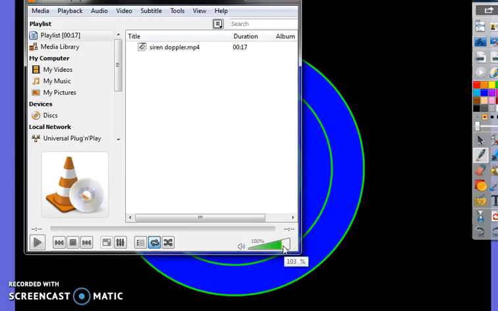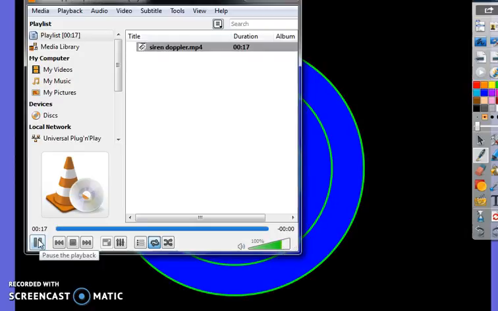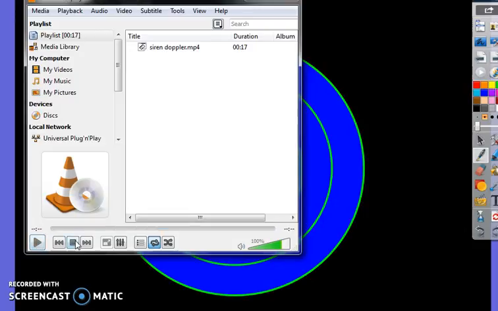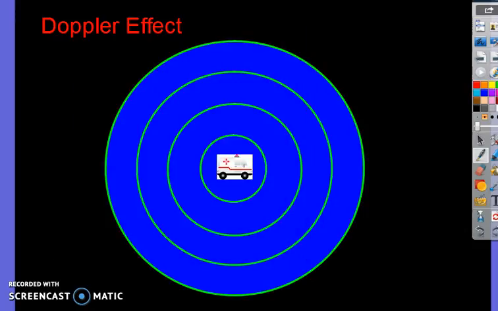Hopefully you noticed the pitch as it was coming to us. It was a much higher tone, and then as it was driving away, the sound of it deepened, and it was a lower sound. We'll do it one more time. Alright, so that's Doppler effect.